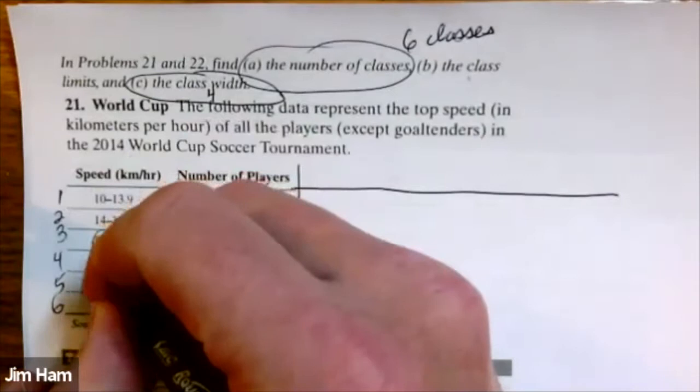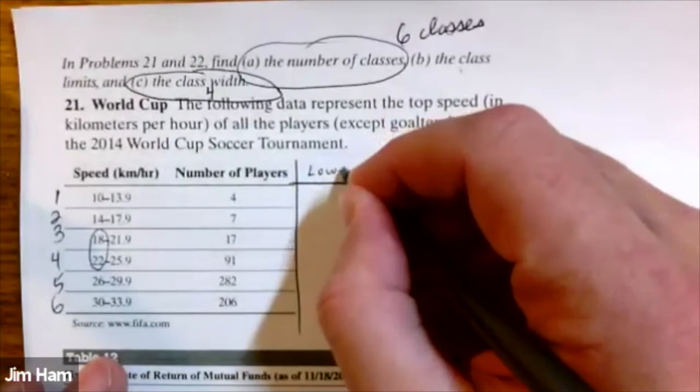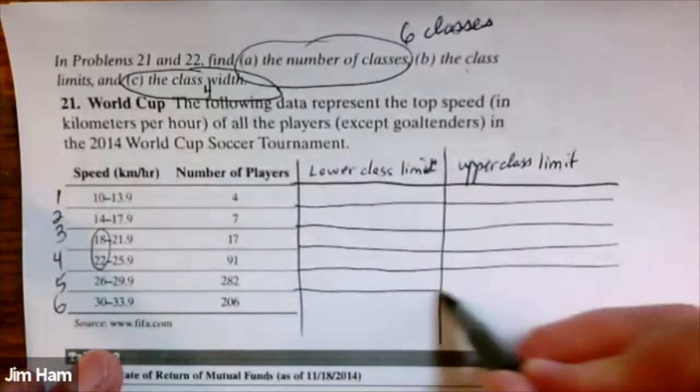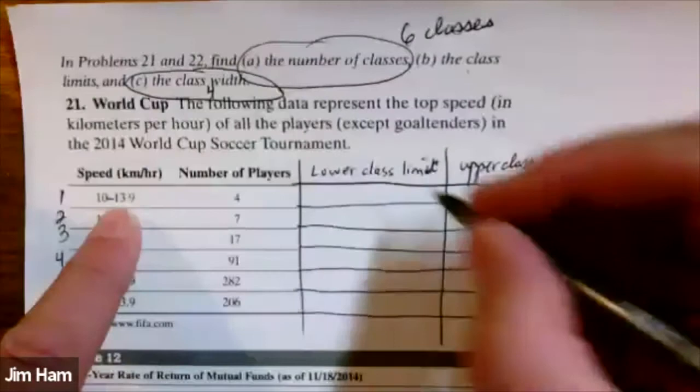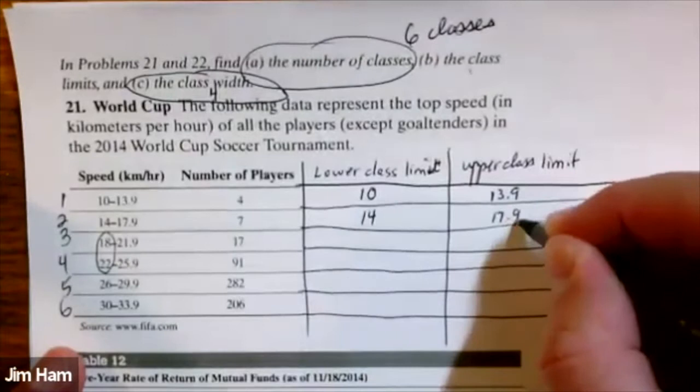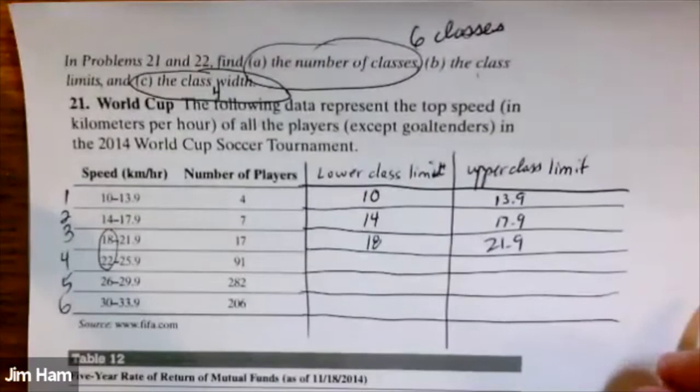The class limits. So what they want is the lower class limit and the upper class limit. And I think they'll have a little box in each one of these cells of this table, and you'll be asked to insert the correct lower limit and upper limit. So for this one here, the lower limit is 13.9, and this book calls the upper limit 13.9. Other books will call it 14. 14 to 17.9. 18 to 21.9, and so on. So just identify the upper and the lower class limits.